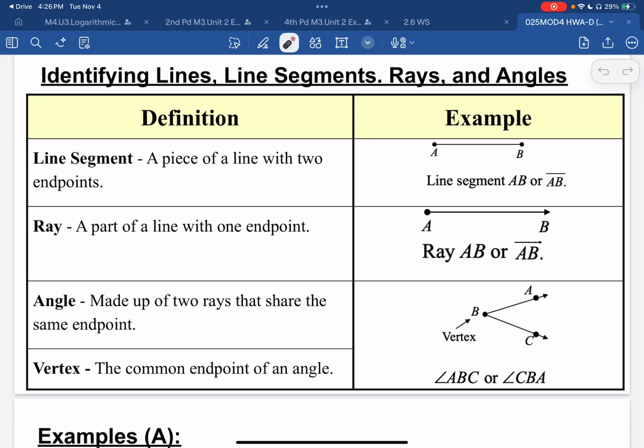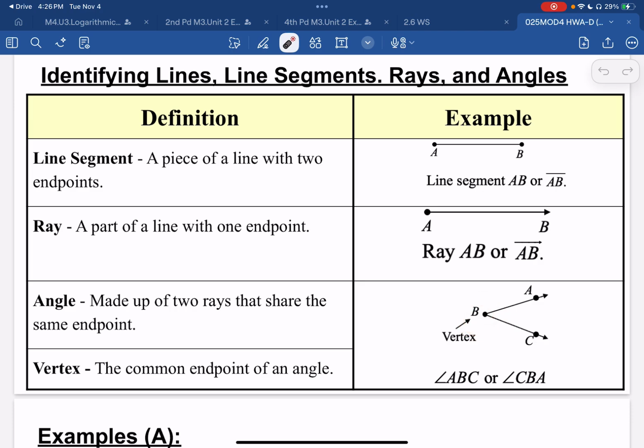Then we talk about an angle. So an angle is made up of two rays. And so you can see here, I've got ray AB, and I've got ray BC. And those two rays are meeting at this point B. And so an angle is made up of two rays and they share this same endpoint. And that endpoint is called the vertex.